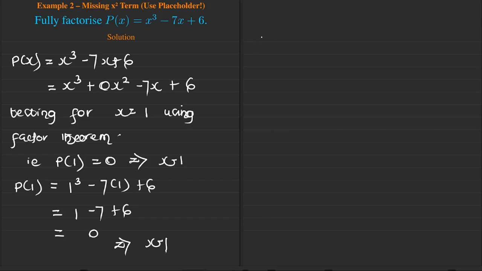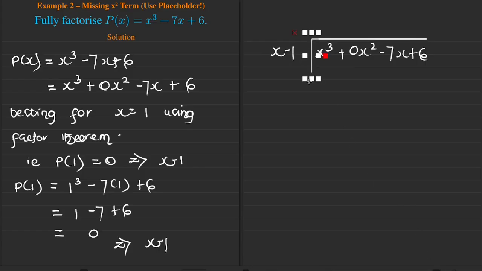Hence, we are going to divide x cubed plus 0x squared minus 7x plus 6. We are going to divide it by x minus 1, just as we did for the previous one. So with that, let me just clean this and then bring the division sign in front of what we have here. So we are dividing this by the x minus 1. Let's start with our division.